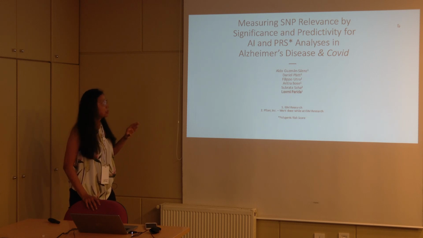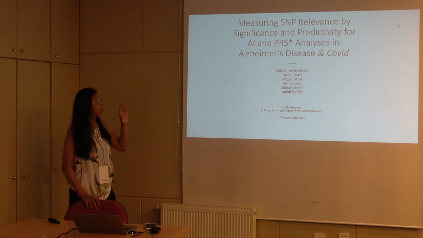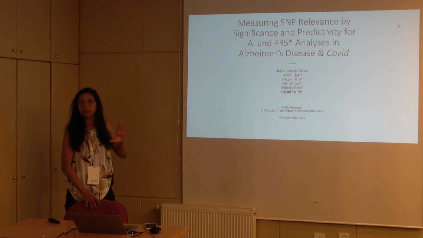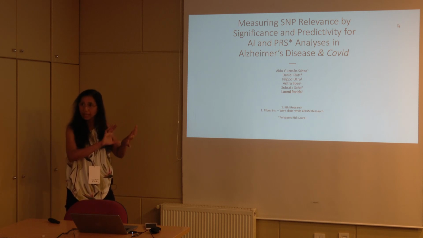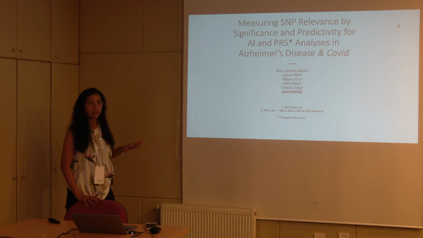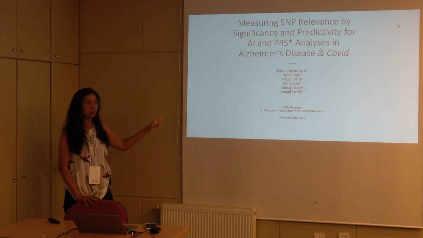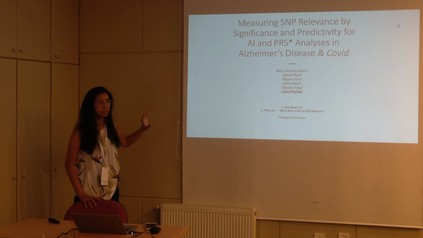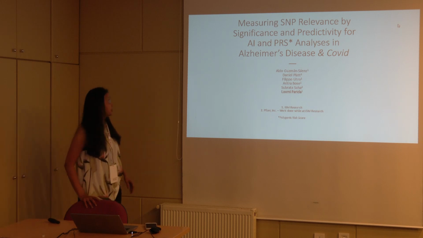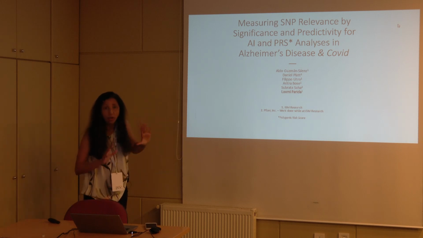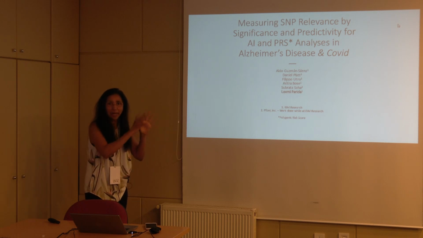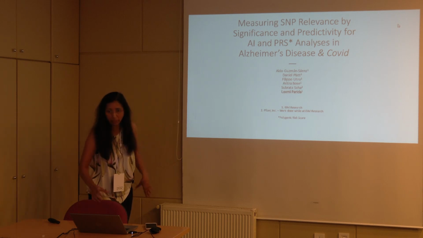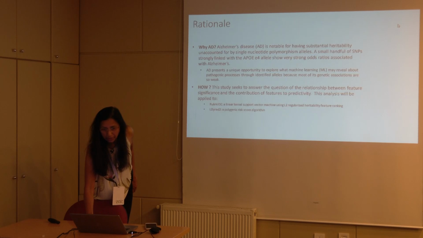For Alzheimer's disease, we took AI and PRS separately, and compared AI methods and PRS score methods. I also took the liberty of adding COVID, which is not part of the paper, because we found some results in COVID data also. So I thought we'll just share that result quickly. I guess this unpacking of the title was okay because there are too many components we are bringing in.